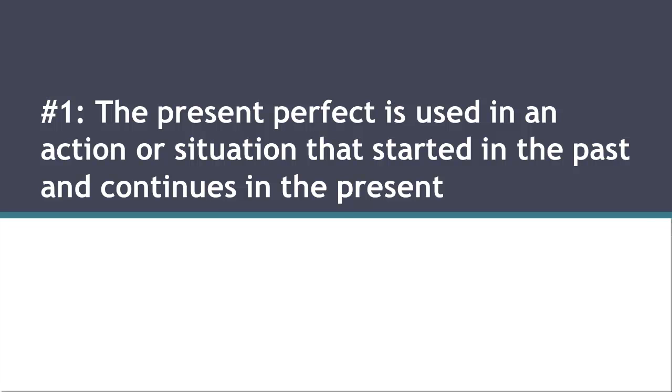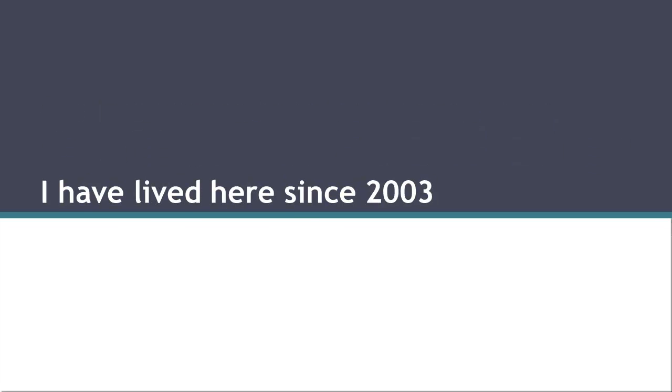Number 1, the present perfect is used in an action or situation that started in the past and continues in the present. Let's look at some sample sentences. Listen and repeat with me. I have lived here since 2003. I have lived here since 2003.